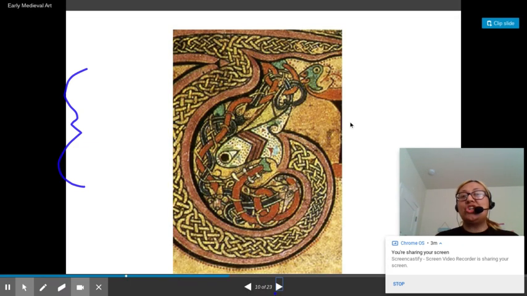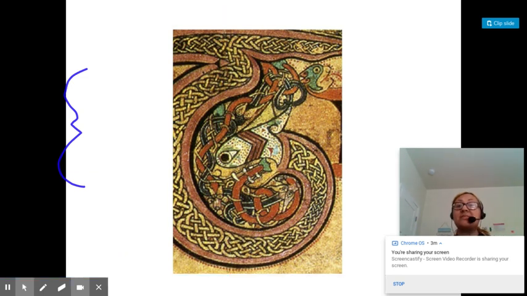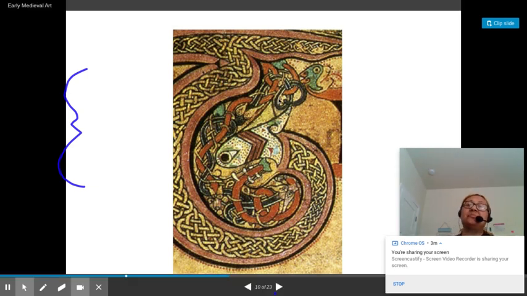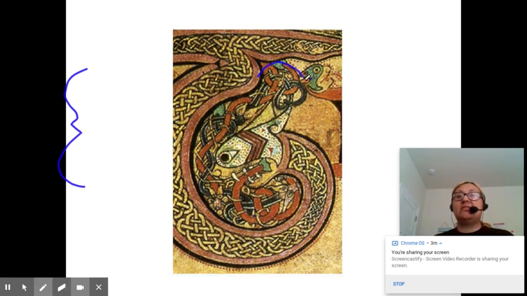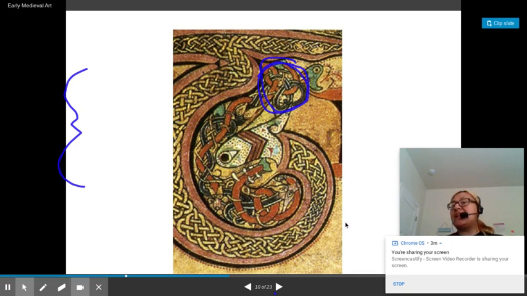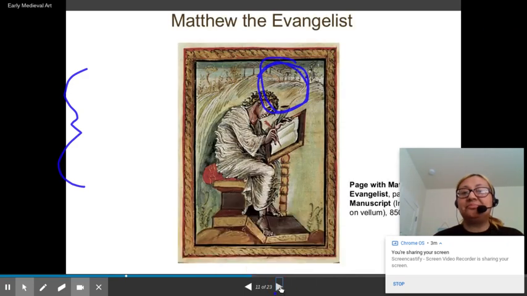Okay, here, could you classify this one as Celtic style? Maybe, possibly. It does have swirls, it does have some overlapping lines in this particular area. I'm going to go ahead and circle it so you can see it. This area right here has some overlapping lines for sure. So you could classify it as Celtic style.